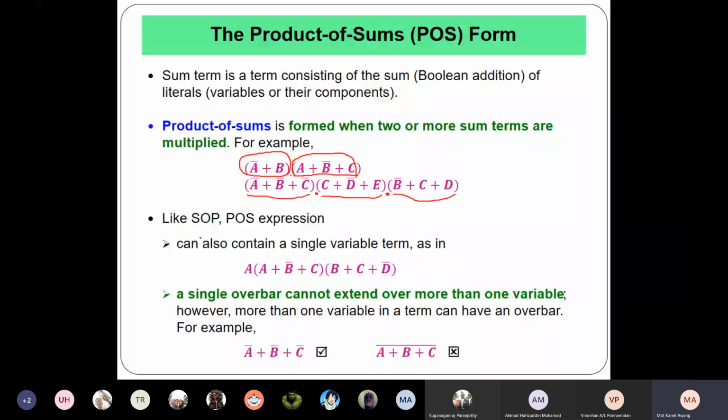Like SOP, a POS expression can also contain a single variable term. So it can be like this. This is actually one term. So this is actually a product of three sum terms. Because A is actually like A, so this is actually a sum term. So this is another sum term, this is another sum term. A single over bar cannot extend over more than one variable. So this is correct, but this is not, because this is actually A.